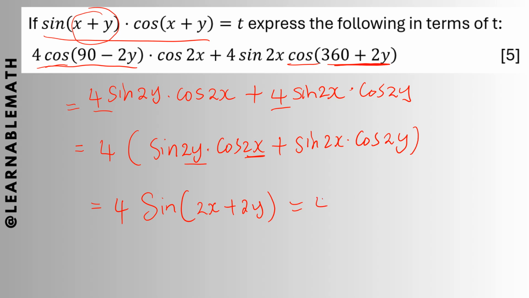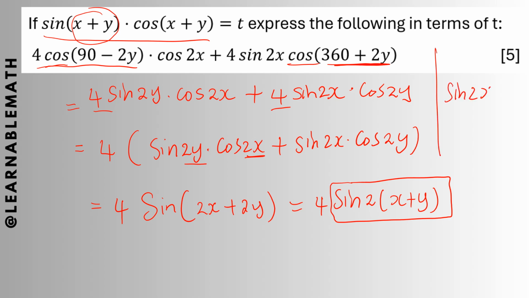So this will be 4 sine. If I remove 2, I'll be left with x plus y. Can you see that now this part has been written as the double angle of sine, right? For example, if you have sine 2x, you know that this is the same as 2 sine x cos x, all right? So basically the angle that will be there will be half of this. Similarly, if you look at that portion, sine 2 into (x plus y), we have 4 on the outside. Let me use a bigger bracket.